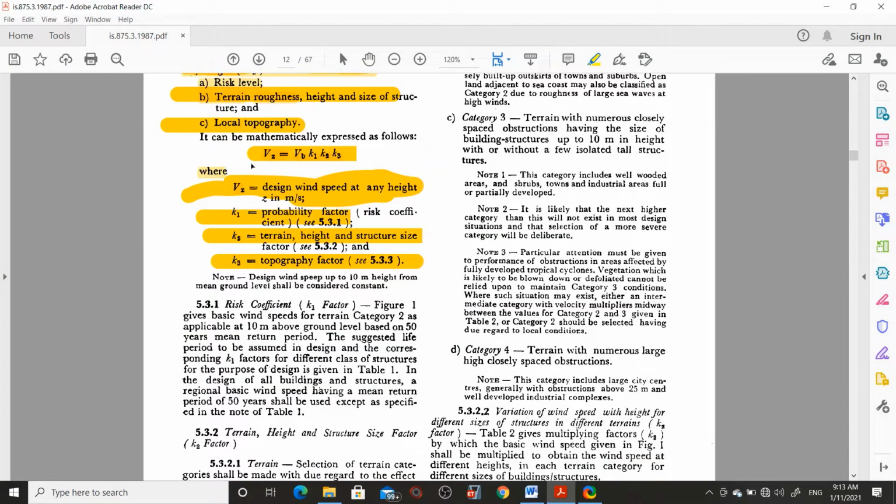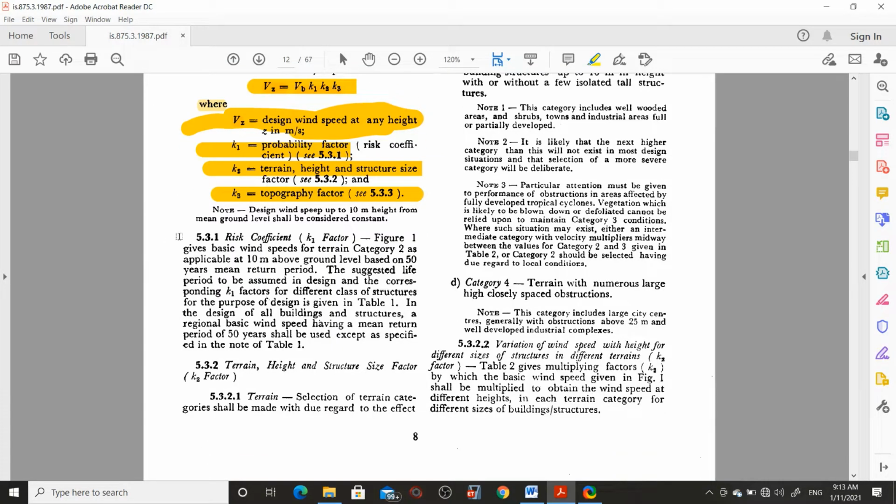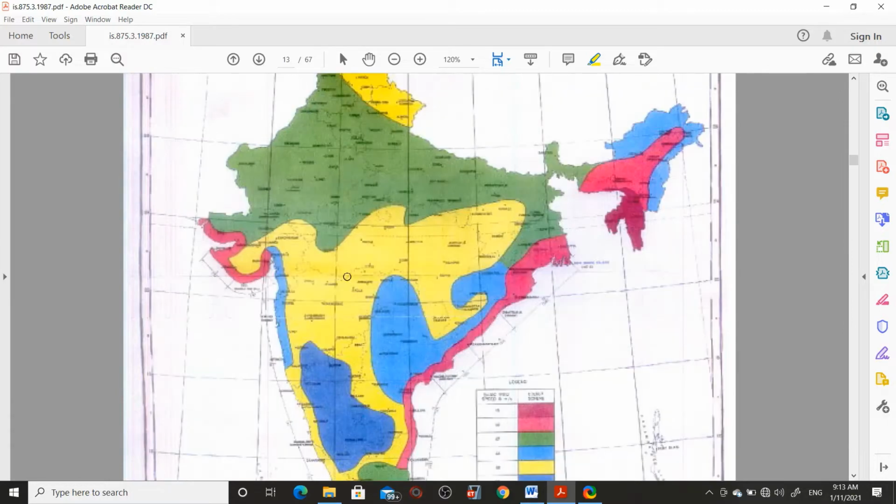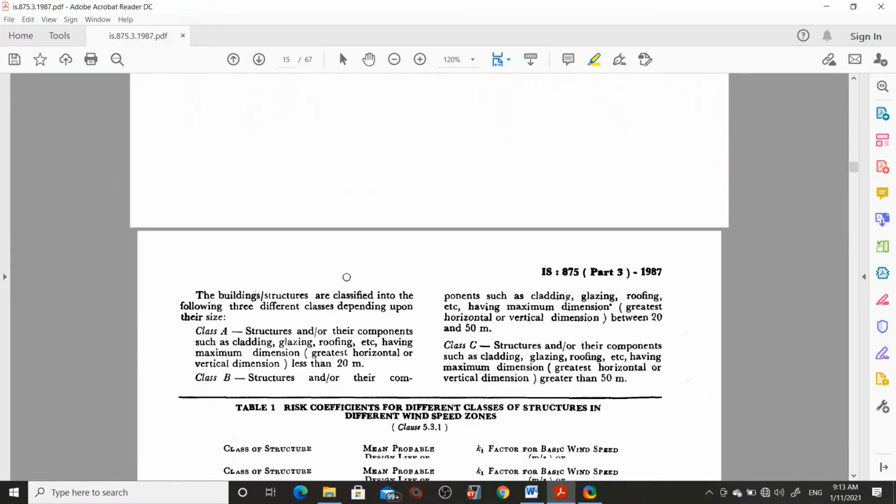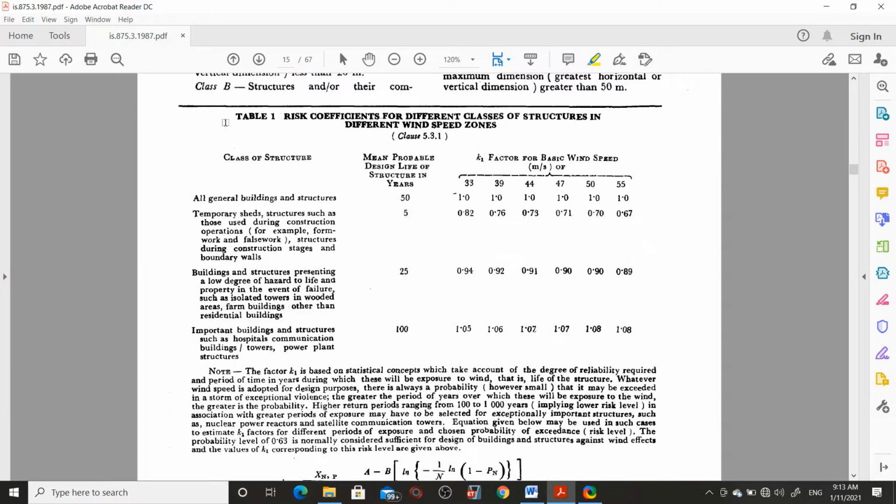So K1 is the probability factor, from clause 5.3.1, the risk coefficient. We can find the risk coefficient from Table 1: risk coefficient for the different classes of structure in different wind speed zones. So, classes of structure.